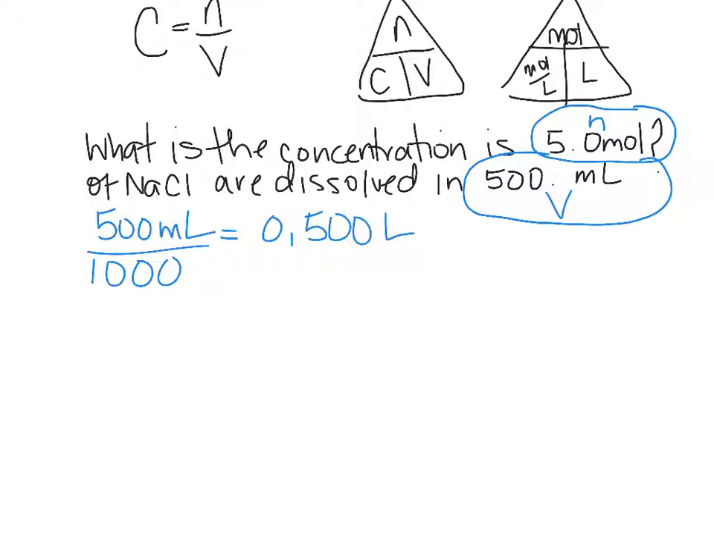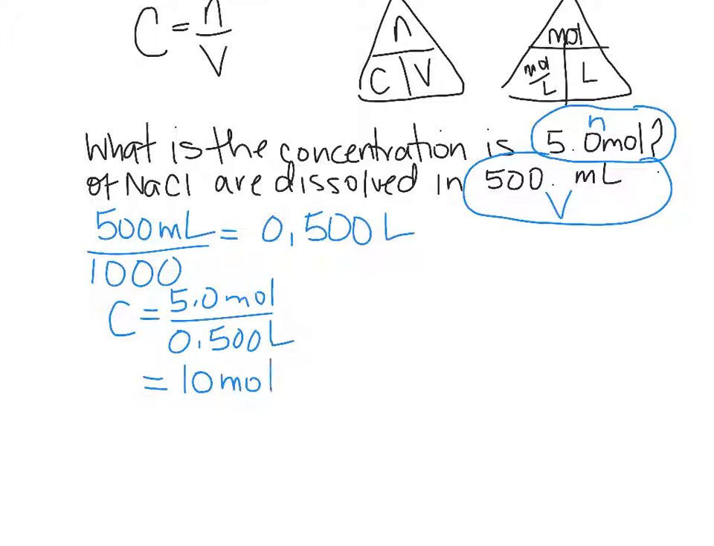So now that we have the volume, we can find the C. C is 5 divided by 0.5. So what's that concentration? What's 5 divided by 0.5? 10. Ten moles per liter. That's the concentration.